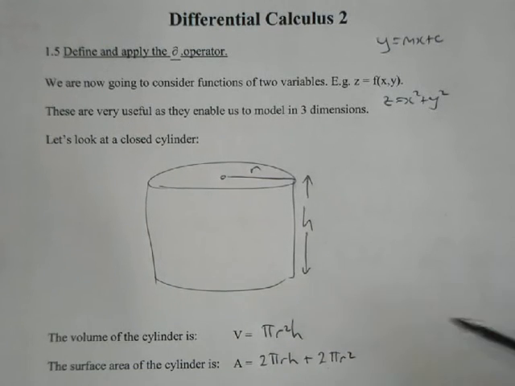Okay, so we have functions for the volume and for the area, each of which has two variables in it, r and h. And what we're going to want to do now is start asking the question: what happens if one or the other of r and h changes while the other stays constant?